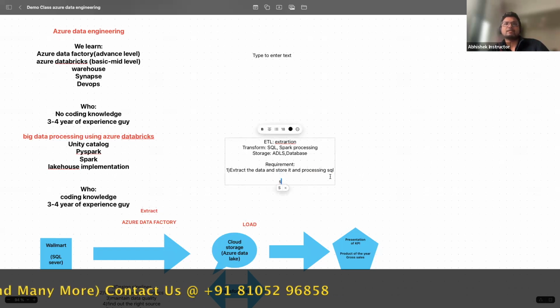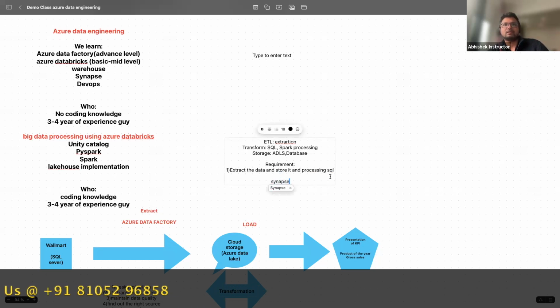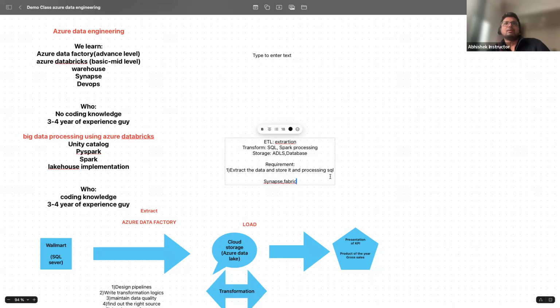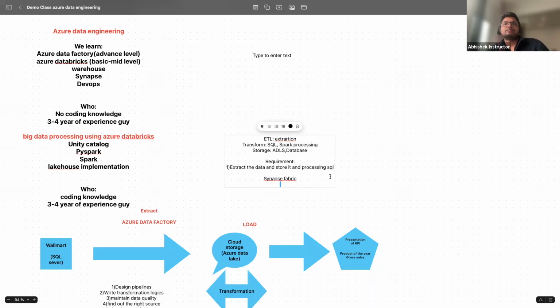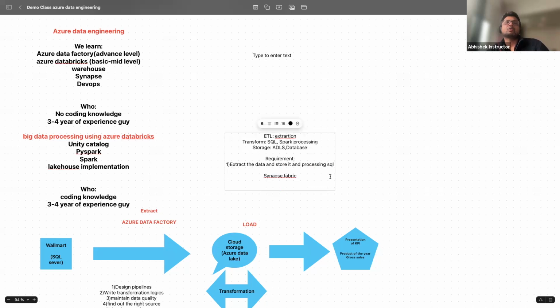So in this particular case, you can ideally use Synapse only, or Fabric you can use. Now in our service also, both of them you can use, Synapse and Fabric, both of them.